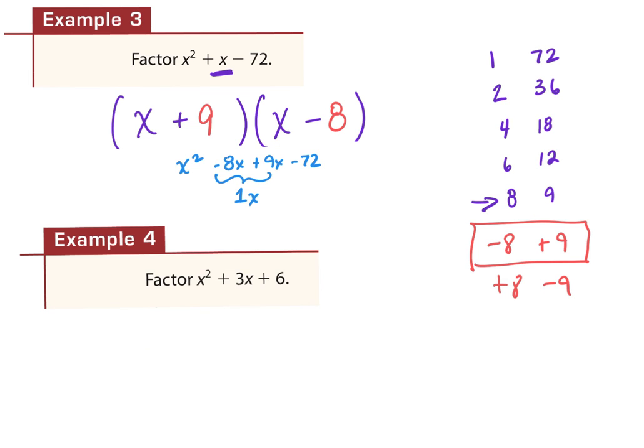x squared plus 3x plus 6. My 6 is positive. My only options are same sign, all right? My 6 is positive, meaning I have to have two positives or two negatives. So now I'm going to look at my middle term to decide what that is. It's going to be positive, right?